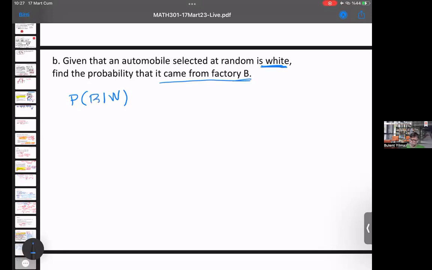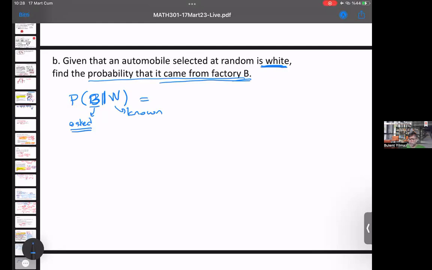So I should put the thing that is asked here, and what is known here. Before this line, I should put asked: what's the probability that it came from factory B, given it is white. Is that clear, guys, how I write these things?